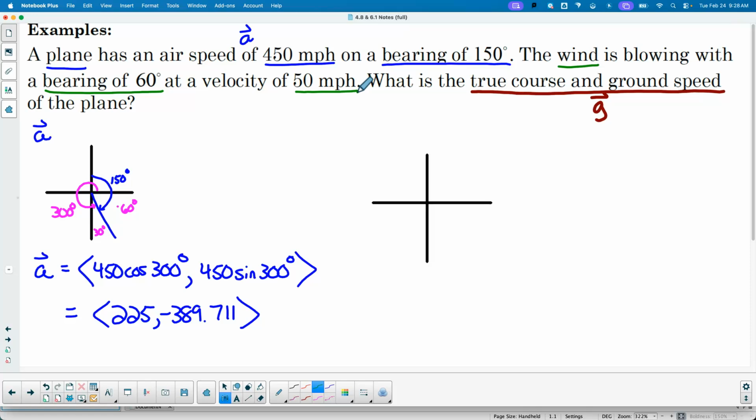So that's going to be vector W, bearing of 60 degrees. First thing we need to do is convert that to a trig angle. What would my trig angle be for this one? 30 degrees. Okay.